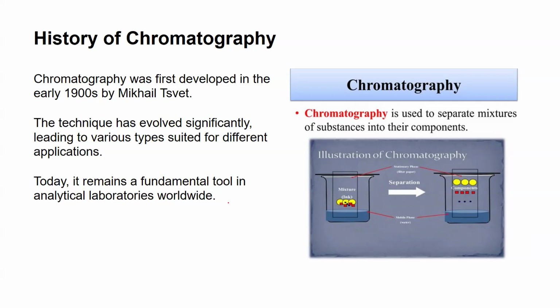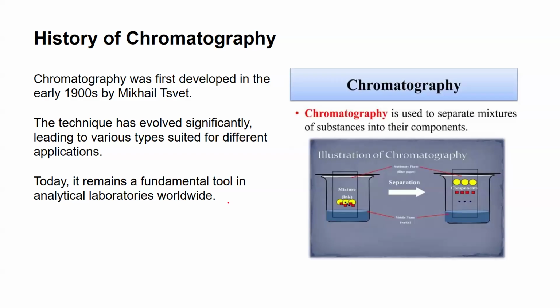We have different types of chromatographic techniques, and they are suited for different applications. Some types are used for protein purification and isolation. Some can be used for separating components of different mixtures. The type of chromatographic technique that you use depends on the type of substances that you are going to separate. Today, it remains a fundamental tool in analytical laboratories worldwide.